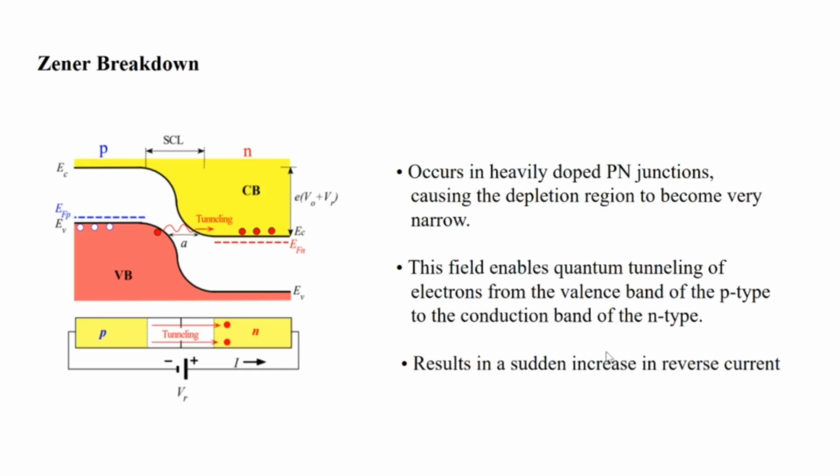Zener breakdown. Zener breakdown occurs in a heavily doped p-n junction, where the high concentration of dopant causes the depletion region to become very narrow. When a moderate reverse voltage is applied, a strong electric field is generated across the narrow junction. This intense field allows electrons to tunnel from the valence band of the p-type material directly to the conduction band of the n-type, a quantum mechanical process known as tunneling. As a result, a sharp increase in reverse current occurs.